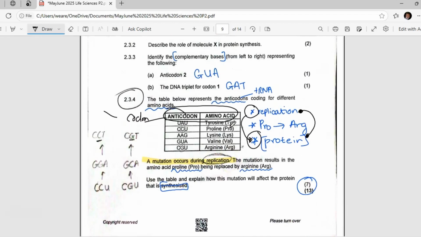So I'm going to explain again from the beginning. That's why I knew this was going to take some time. They say the table below represents the anticodons coding for different amino acids, right? But remember, the important part here is that the mutation occurs during replication, which means we need to transcribe the anticodon, translate it back to the DNA base triplet, which I can see I've done there. Then we need to explain from here right down, for each part. So we can explain at the DNA what happened. We can see the DNA triplet change from CCT to CGT. Then the codon changed from GGA to GCA. Then the tRNA changed from CCU to CGU.